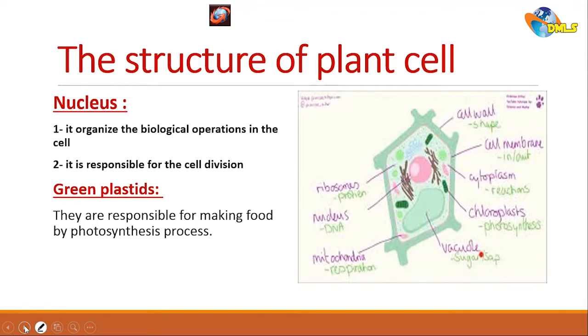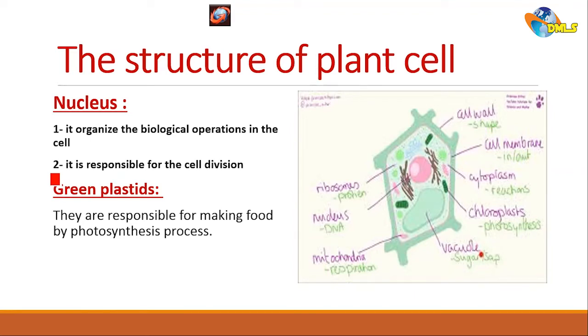We have another component here called green plastids. We can also call them chloroplasts. It's the same meaning, the same structure. They are important to the plant cell and actually unique, because the plant cell is the only cell that has green plastids. Why? Because they are responsible for making food for the plant by the photosynthesis process. Okay?